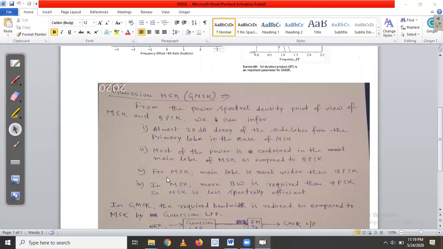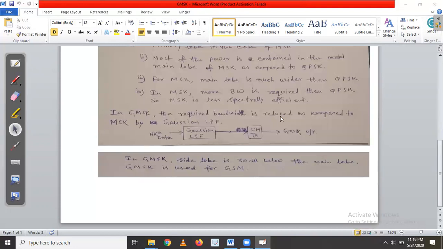Third point: for MSK, the main lobe is much wider than QPSK. In MSK, more bandwidth is required than QPSK. So MSK is less spectral efficient or bandwidth efficient. Now GMSK is introduced. In GMSK, the required bandwidth is reduced as compared to MSK by introducing a Gaussian filter. In GMSK, the side lobe is 30 dB below the main lobe.